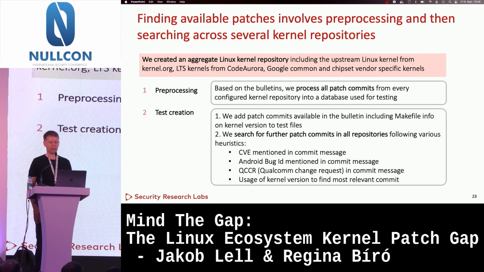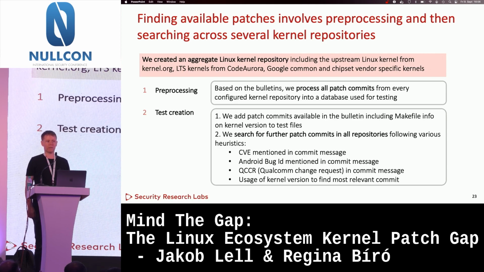We match the commits with vulnerabilities based on information in the commit. Sometimes we find a CVE ID in the Git commit message. Quite more often we find an Android bug ID in the commit message, which can be correlated with the CVE via the Android Security Bulletin. Or for Qualcomm-specific patches, we find a QCCR identifier, a Qualcomm change request, in the commit message.